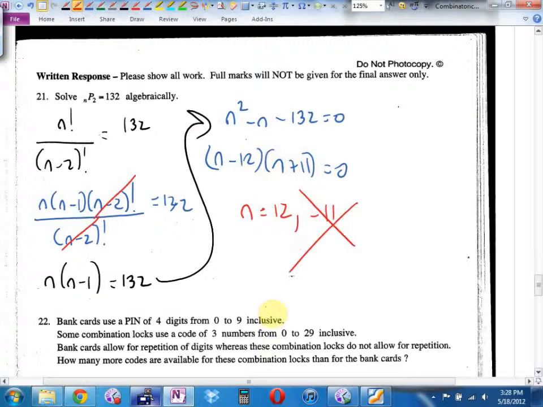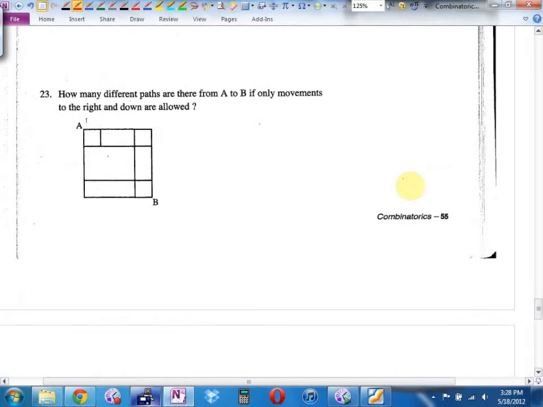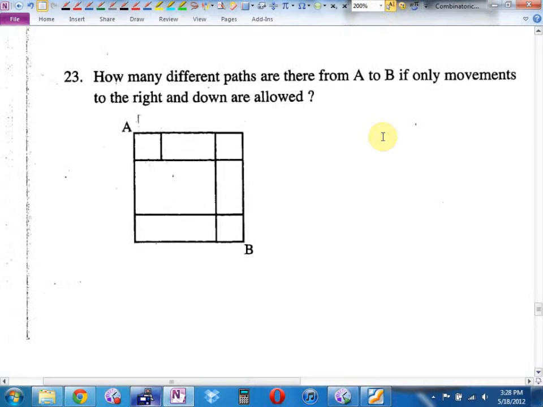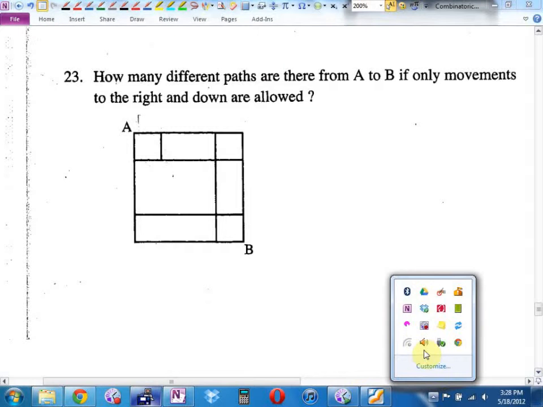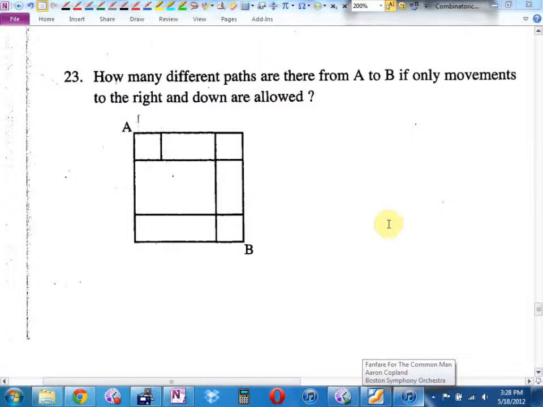Okay. 22 is overkill. 23, pathway. Woohoo! Spencer, you awed Amanda so much last time. You want to step up to the plate again? Just hang on. Let's see here. So here we go, Spencer. You ready?